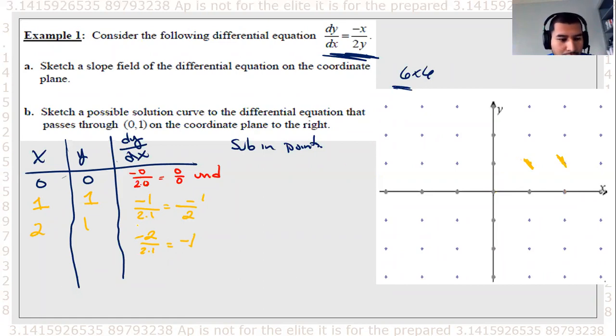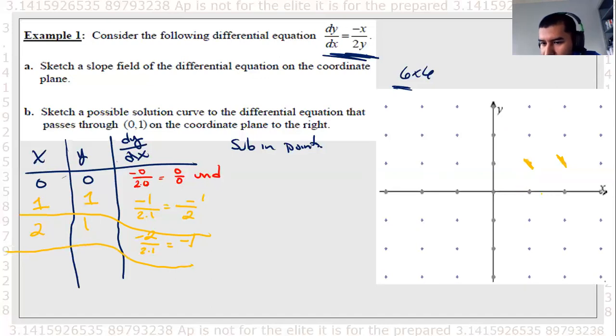So all you're really doing, guys, is substituting in points. Go ahead and start filling it out, and once you do that, we'll check with mine. Let's pick a different one.